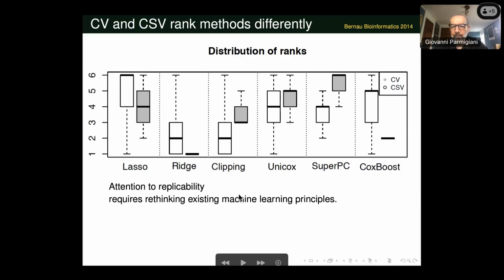The algorithms that are far more complex, like Cox Boost and Super PC, don't do as well. And in general, we find that simpler algorithms tend to get rewarded in terms of generalizability beyond the studies. And so that was motivation for trying to think about how we can learn the right degree of complexity by using a multiplicity of studies, when we have the ability to do so, in the hope of fostering generalizability.